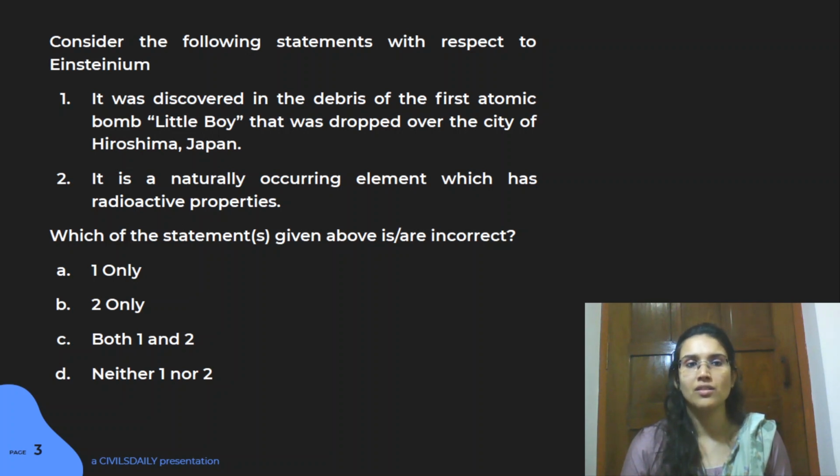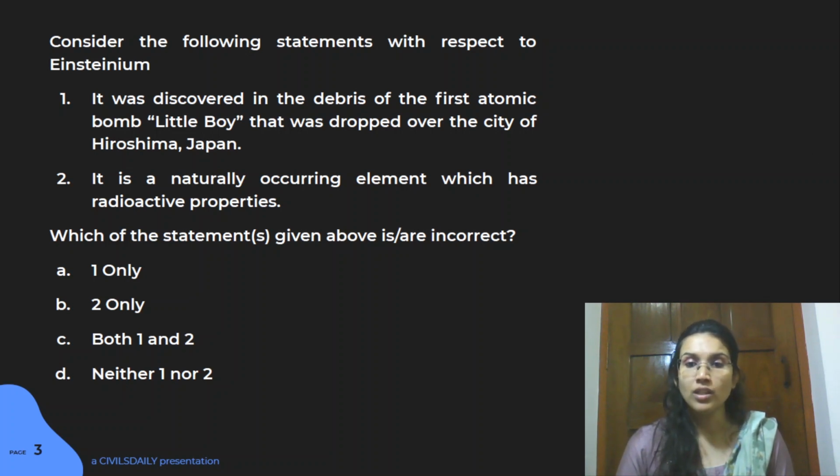So the first statement here is that this particular element was discovered for the first time in the debris of the first atomic bomb, Little Boy, that was dropped on the city of Hiroshima, Japan. And second is that it is a naturally occurring element which has radioactive properties. Now you have to identify which are incorrect statements in this particular question.